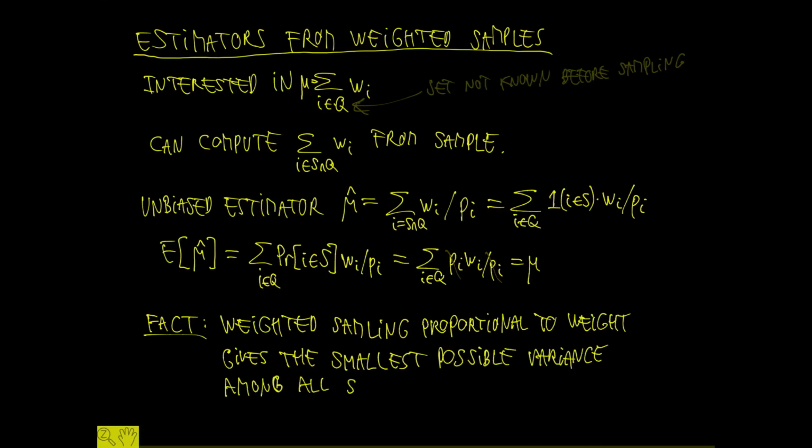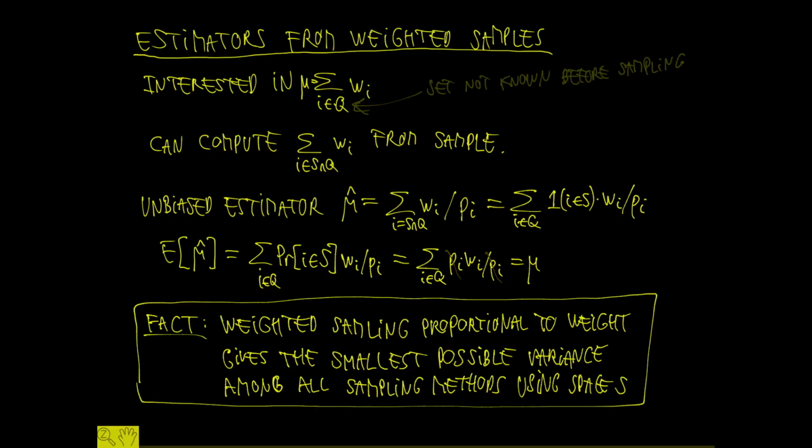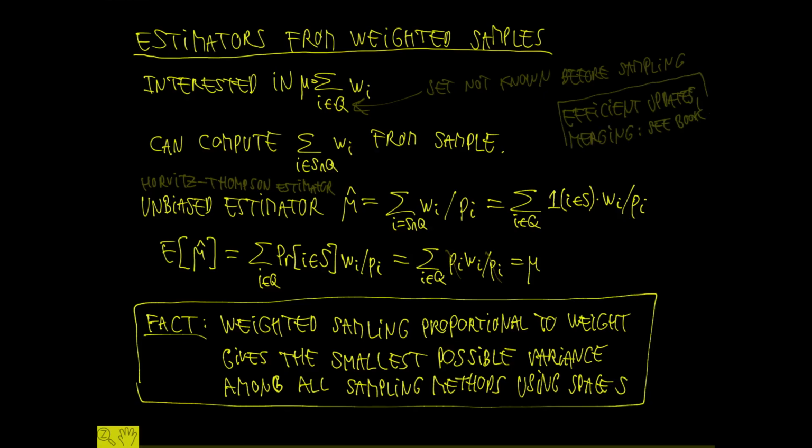An important property of weighted sampling is that it gets the smallest possible variance among all sampling methods that use space S. The estimator that divides by the sampling probability is also known as the Horvitz-Thompson estimator, and it's an old technique from statistics. In the book, it's described how one can do efficient updates and merges of samples that are weighted. Details are a bit complicated, so I refer to the book for those.